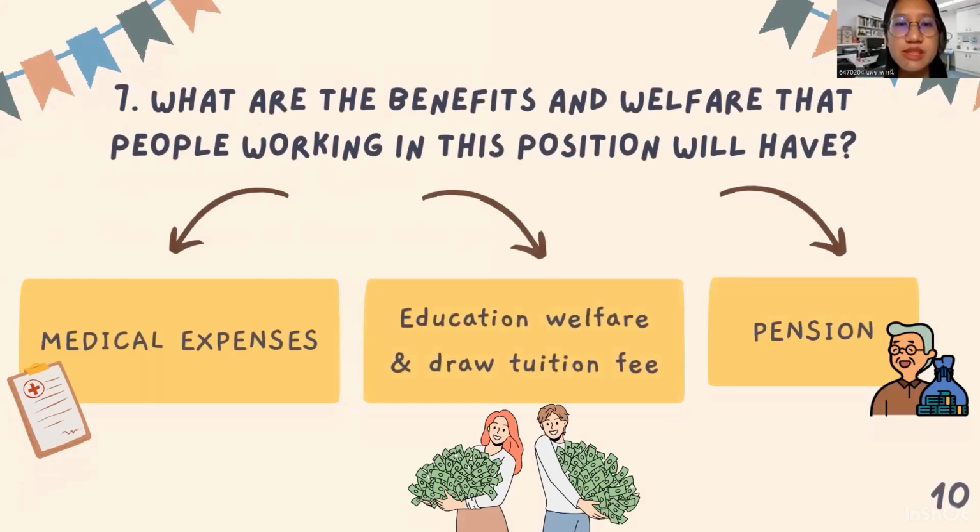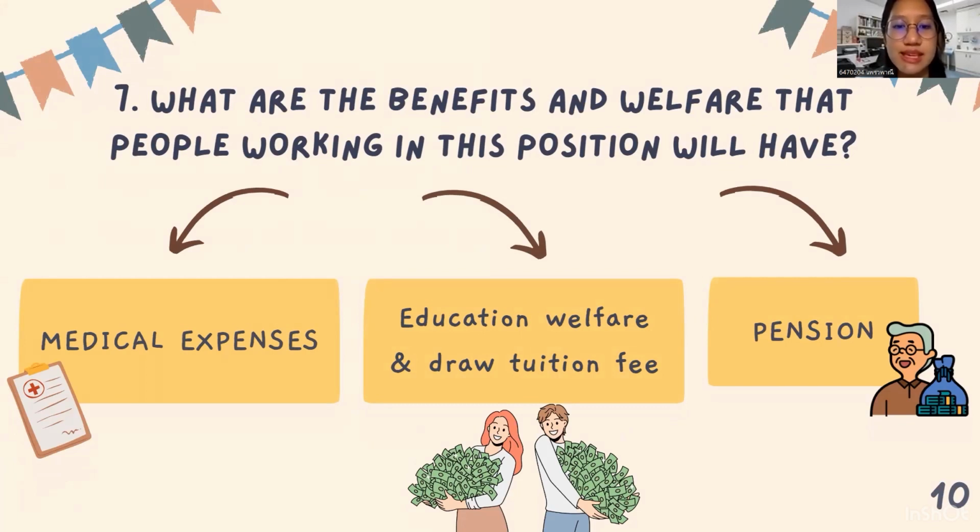For question number 7, what are the benefits and welfare that people working in this position will have? The first benefit and welfare is medical expenses. You have the right to reimbursement for medical expenses that cover yourself, your parents, your spouse, and your child.